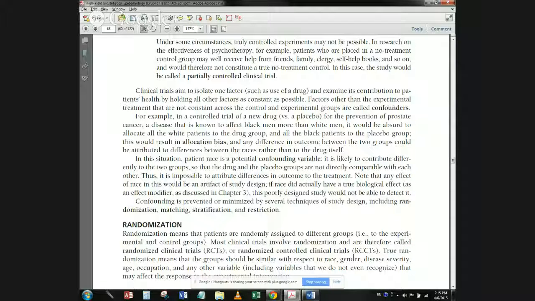Note that any effect of race in this case would be an artifact of study design. If race did actually have a true biological effect as an effect modifier, as discussed in Chapter 3, this poorly designed study would not be able to detect it. Confounding is prevented or minimized by several techniques of study design, including randomization, matching, stratification, and restriction.